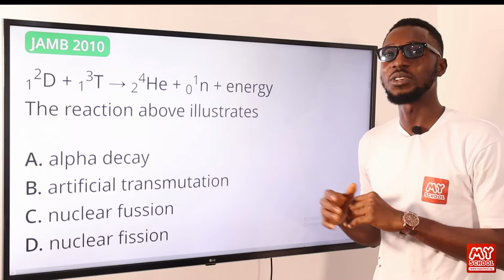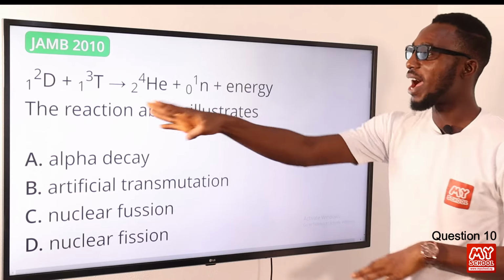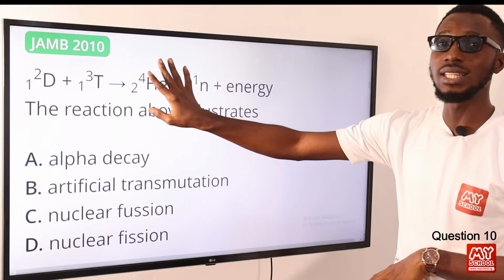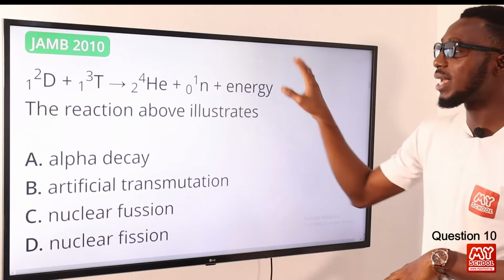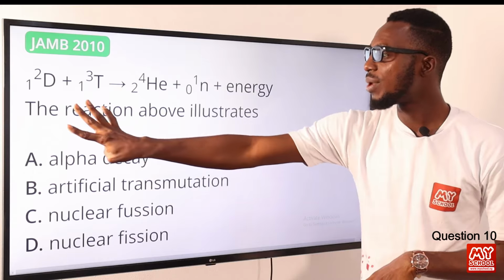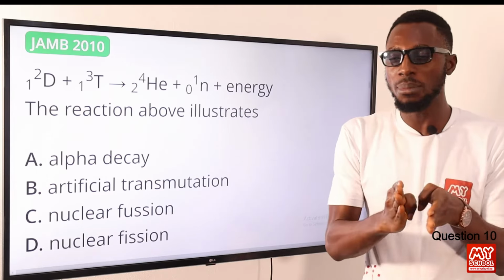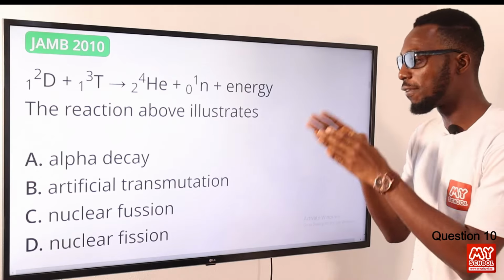So let's solve question 10. We have this equation. This is deuterium, this is tritium, and this is helium, of course. Then we are talking about energy and radiation. The reaction above illustrates what? This is a hydrogen or fusion bomb, for a nuclear fusion.